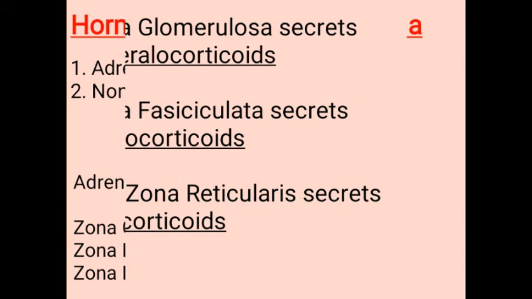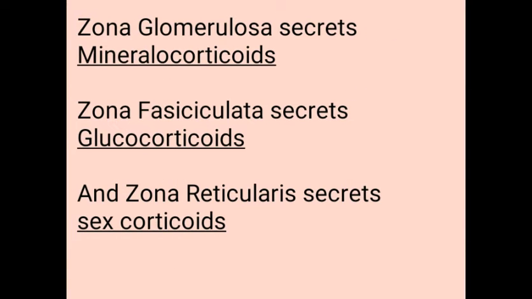Now the adrenal cortex. The adrenal cortex can be divided into three layers: zona glomerulosa, which is the outer layer, zona fasciculata, which is the middle layer, and zona reticularis, which is the inner layer. All these three layers secrete different groups of hormones, and those hormones are called corticoids.